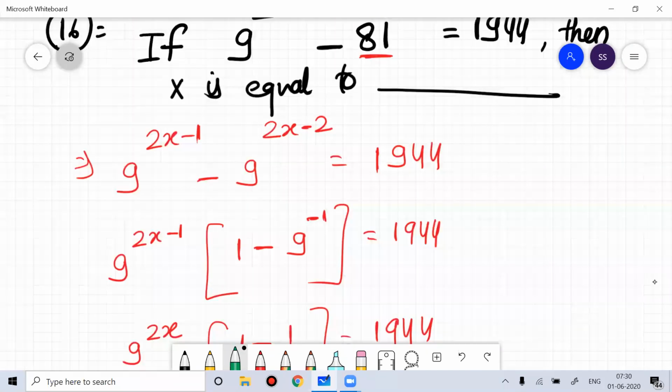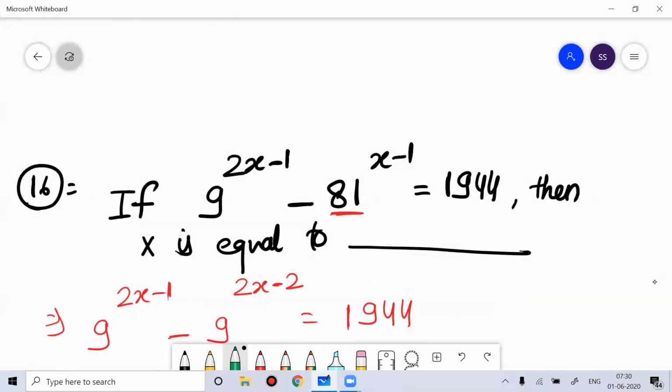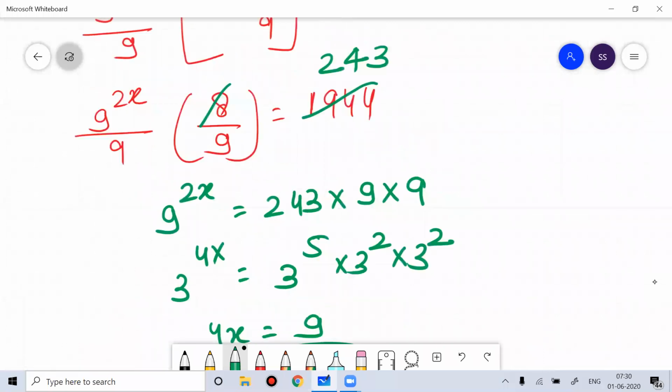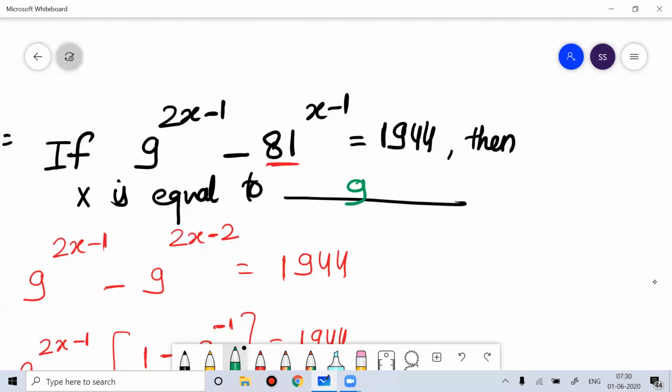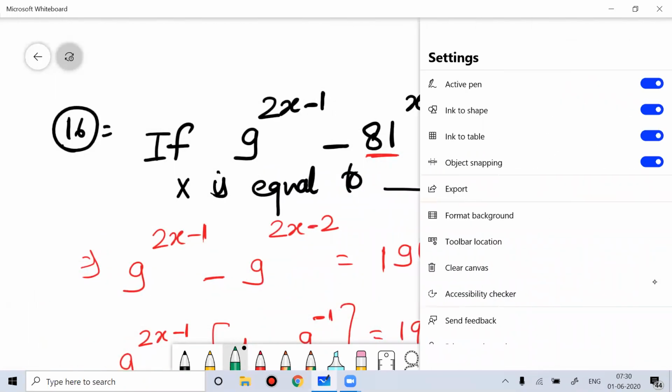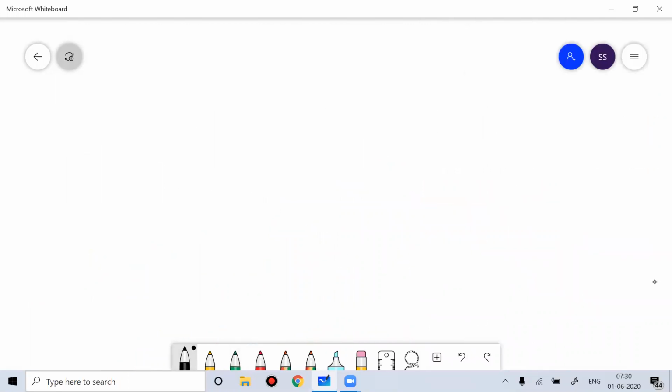Simple question. The answer for this x value is 9 by 4. I don't think anyone will have doubt on this. Not at all a difficult problem. So let's go to the next problem.